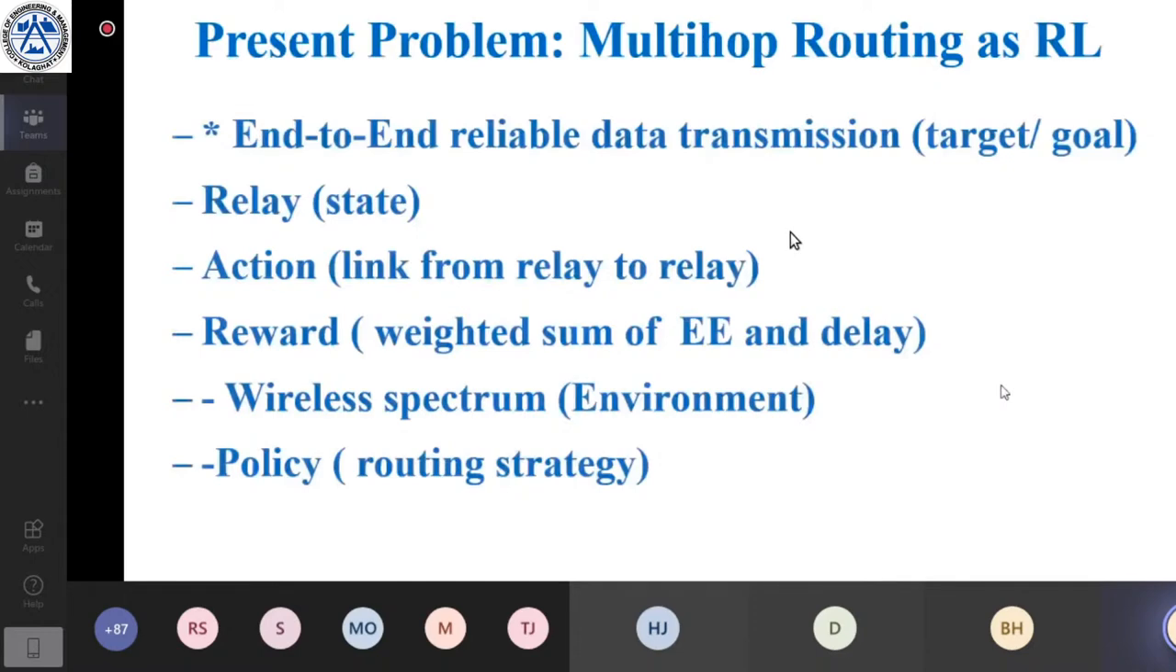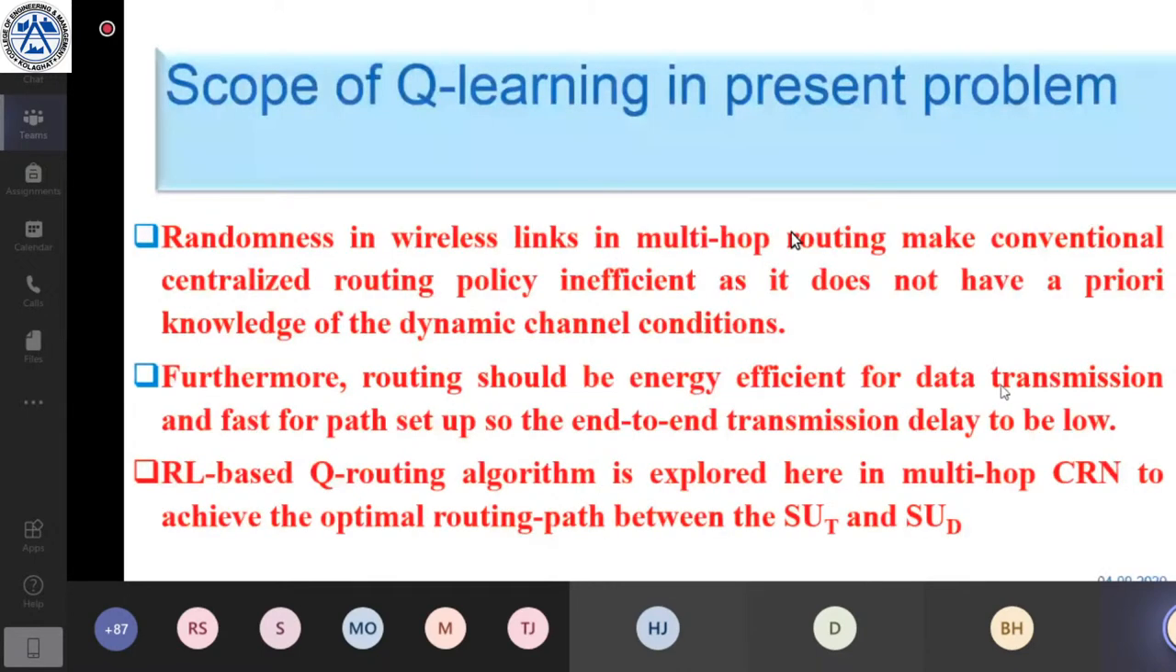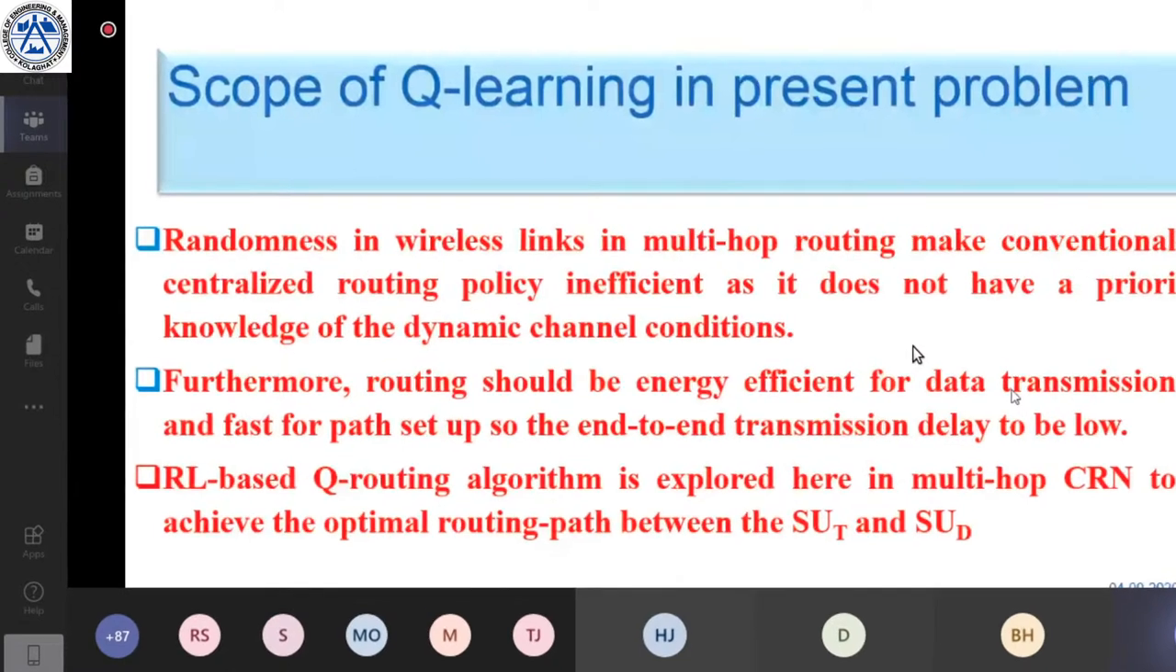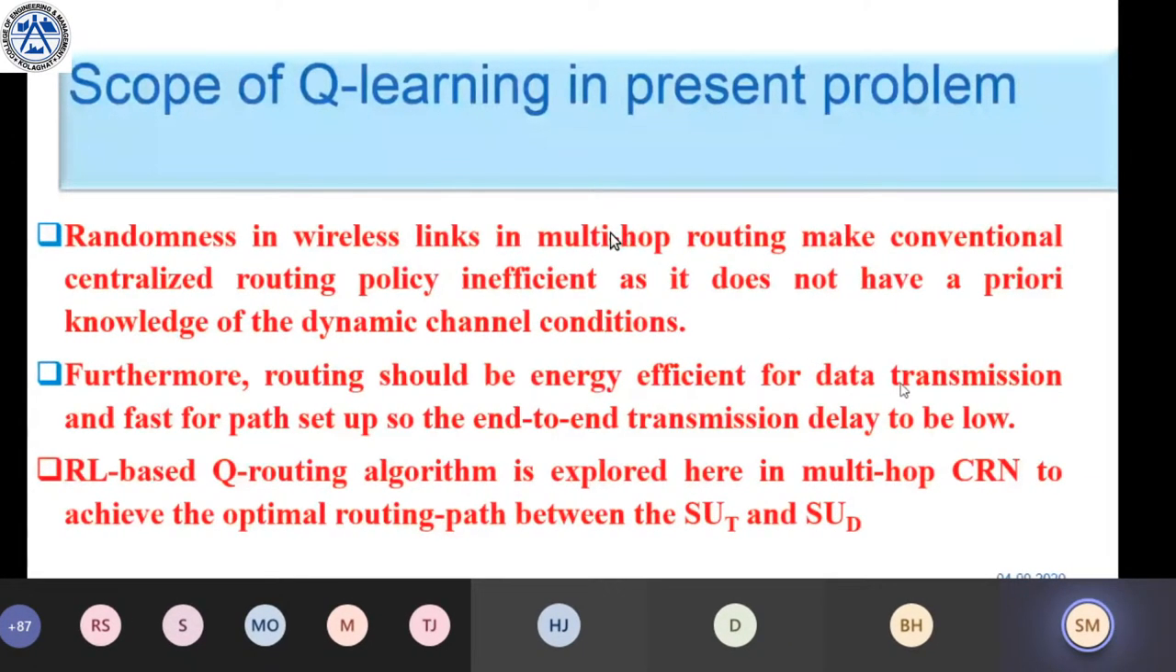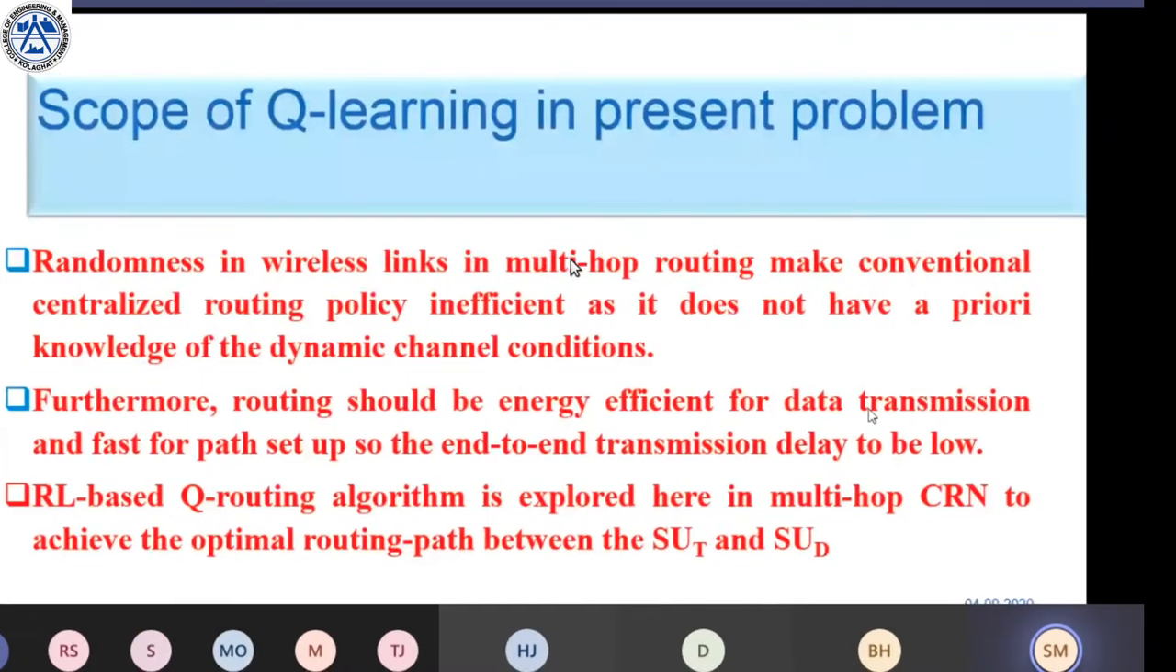So why will we be applying Q-routing here? Because from one relay to another relay, the physical characteristics of the link are very random. It is not known, so we do not have the associated transition probabilities. And end-to-end delay needs to be less. So we explore Q-learning techniques. Because of the lack of transition probabilities, because of the randomness in the wireless channel, we are looking for Q-learning approaches.